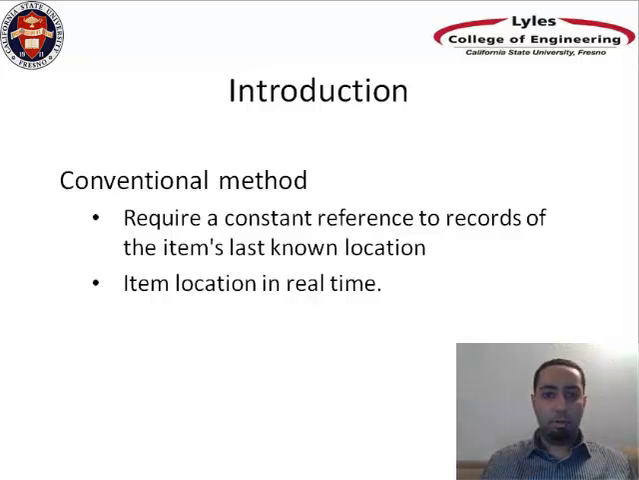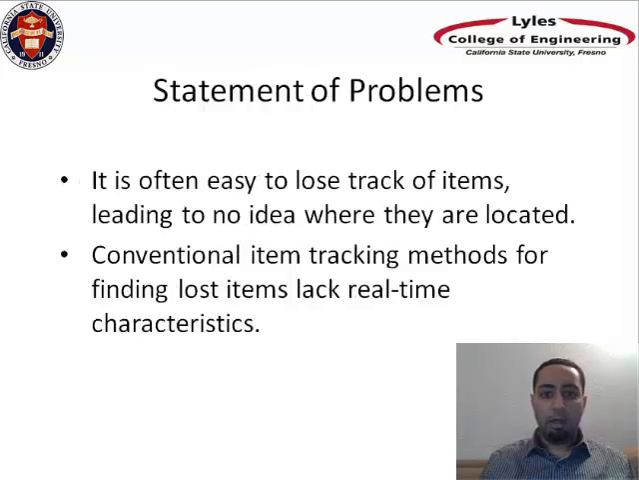There are a lot of ways that people use to track a missing item. One of the methods that has been used is the conventional method. This method requires a reference record point, where we record the last known location of the item we are trying to track. The problem we're facing is that a lot of things go missing every day and people have no idea where they are. And the conventional method has a problem: it does not track in real time.